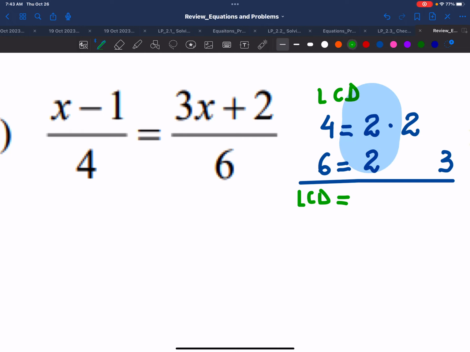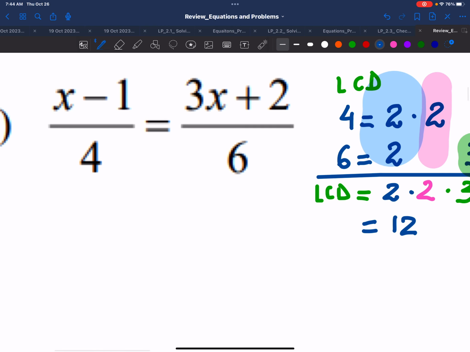So that would be 2. Bring the next factor down, which is the number 2 down here. And lastly, bring the last factor down, which is the number 3. So 2 times 2 times 3 equals 12. So that means that the lowest common denominator is 12.